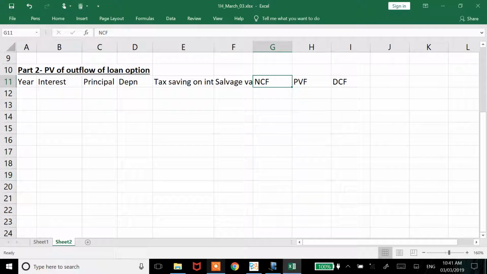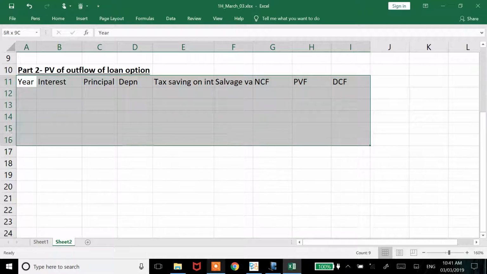minus salvage value. All inflows will be deducted, all outflows will be added. Interest is my outflow, principal is my outflow, depreciation is neither inflow nor outflow, tax saving on depreciation is inflow, tax saving on interest is inflow, and salvage value is inflow. This is what will be there in most of the questions. Sometimes you may have certain extra items also.